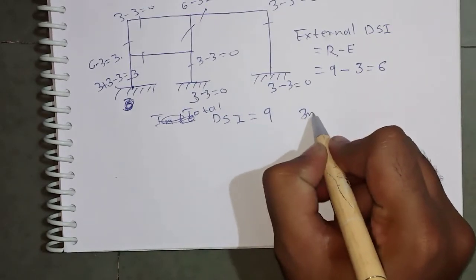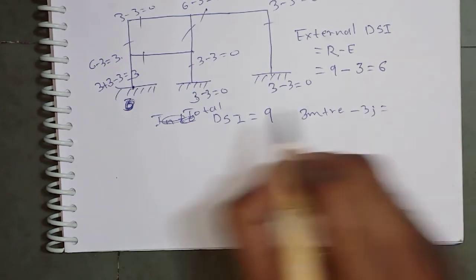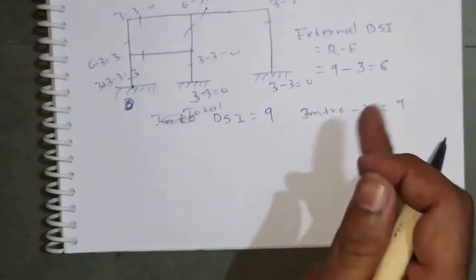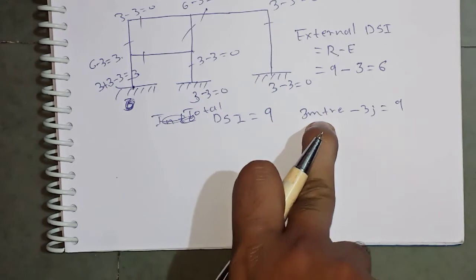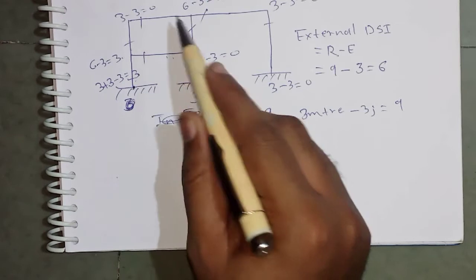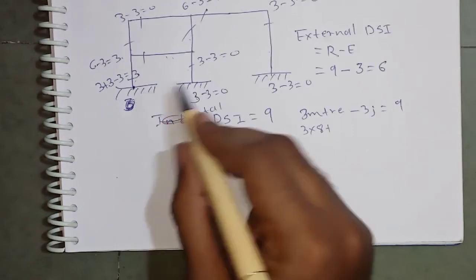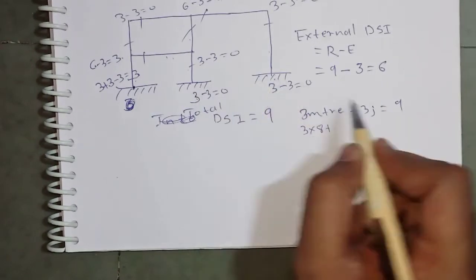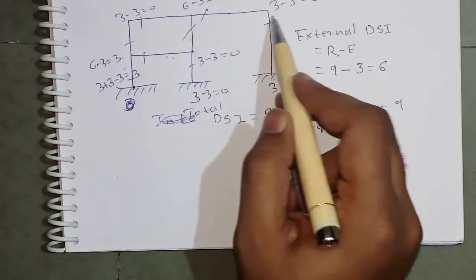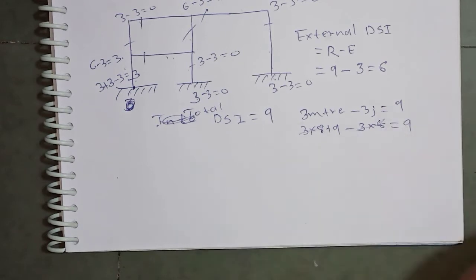Or else we can use the formula 3m plus R minus 3j. The answer will give you 9 as well, so we can follow any of the methods. Where m is the number of members: 1, 2, 3, 4, 5, 6, 7, 8. So 8 members, 3 into 8, plus reactions 3 plus 3 plus 3, 9, minus 3 into the number of joints: 1, 2, 3, 4, 5, 6, 7, 8. So this will be equal to 9.